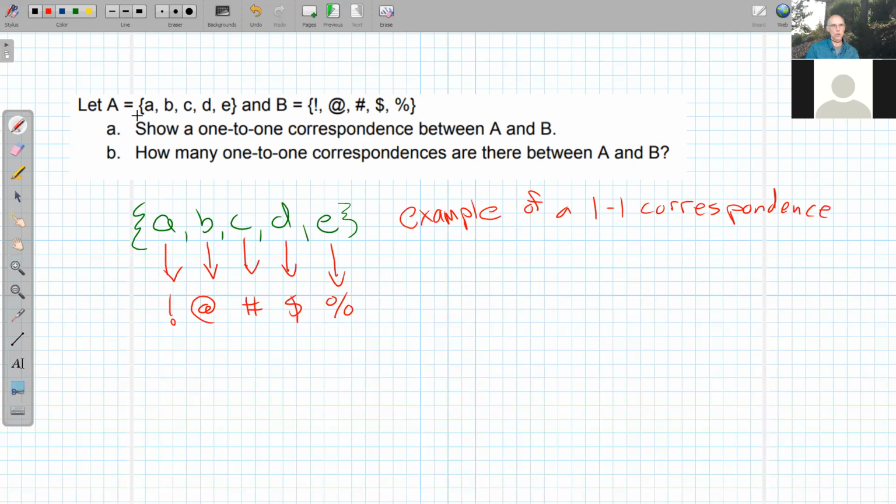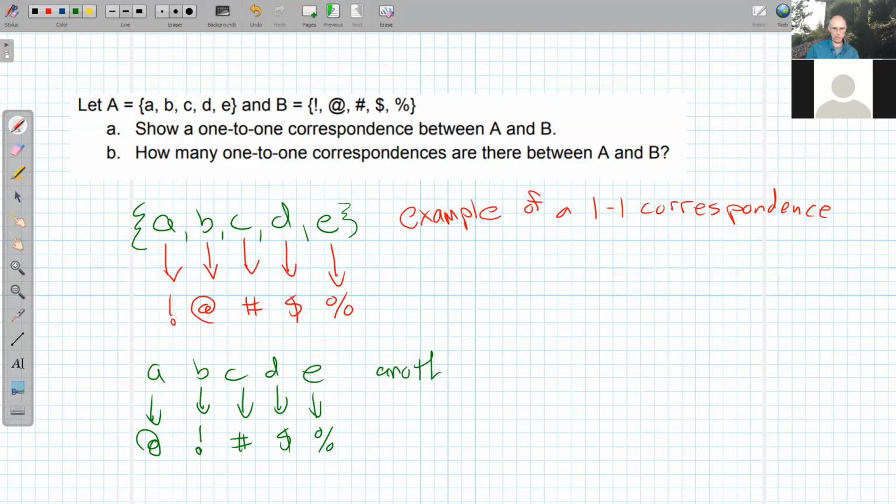Now, there's lots of other ways I could have done this. There's no reason A had to go to the exclamation point. I could have paired up A with the @ sign instead. Ooh, that's not very good, @ sign. And I could have put B with the exclamation point, and I could have put C, let's leave C with the hashtag. And D, you could stay with the $, and E could go to the % sign. So this is a different example of a one-to-one correspondence. And we could do this all day long. Well, not all day, but we could do it for about 20 minutes.